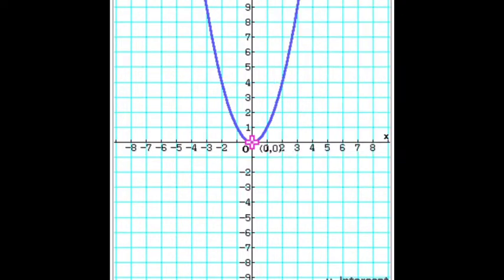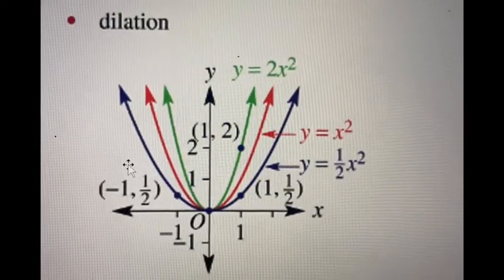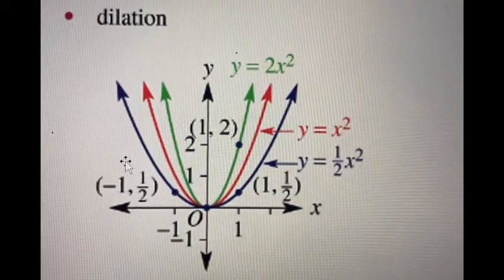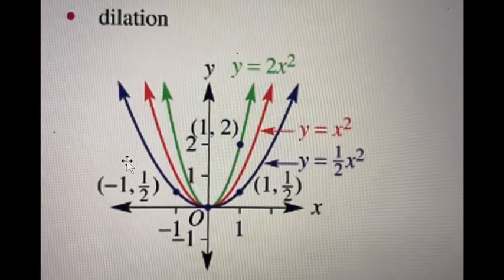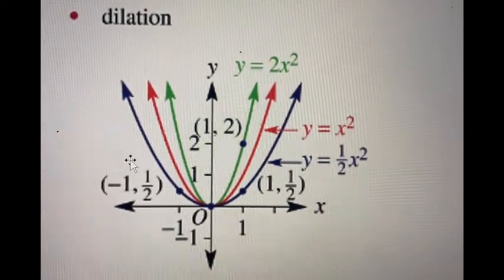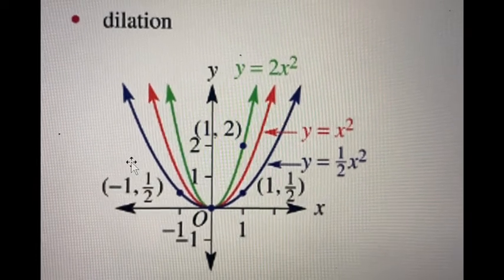Dilation occurs when the coefficient of x squared is changed. For example, when the coefficient of x squared is 2, the parabola becomes skinnier, but if the coefficient of x squared is a half, it becomes wider.